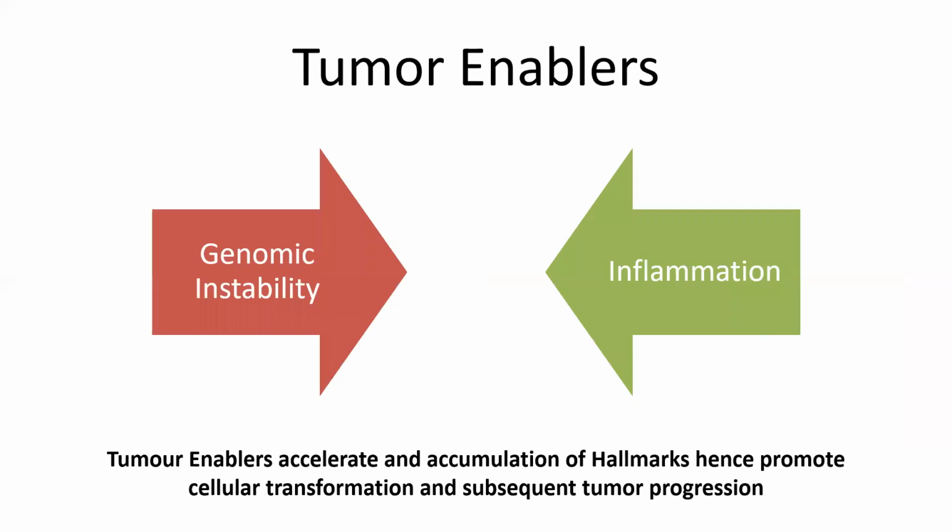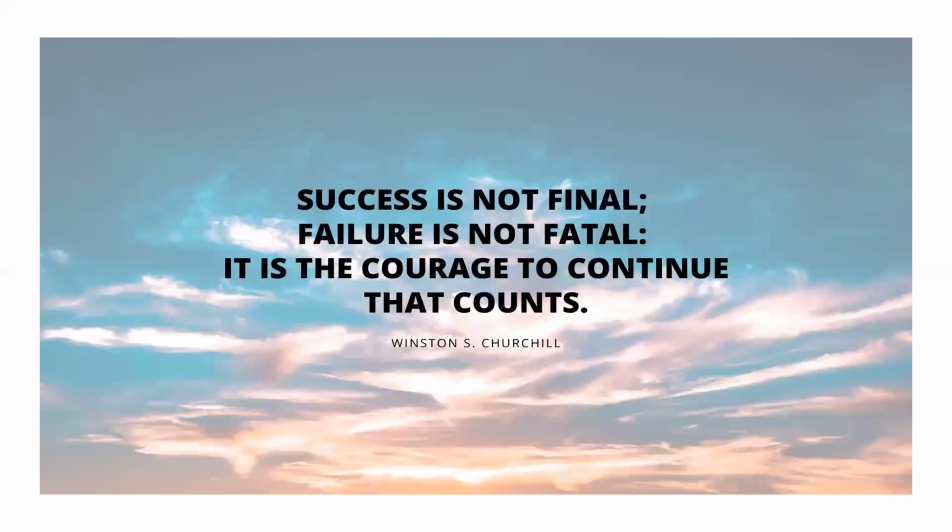Along with the hallmarks, we also have something called tumor enablers. Tumor enablers are the things which facilitate. These are not as such hallmarks, but they enable or facilitate the cancer cells to grow and progress. The most important tumor enabler is genomic instability, as discussed earlier. Genomic instability gives fluidity to the cancer genome so that it can modify its genetic programming to suit the environment. Another tumor enabler is inflammation.